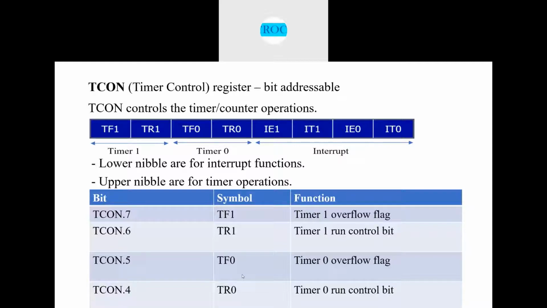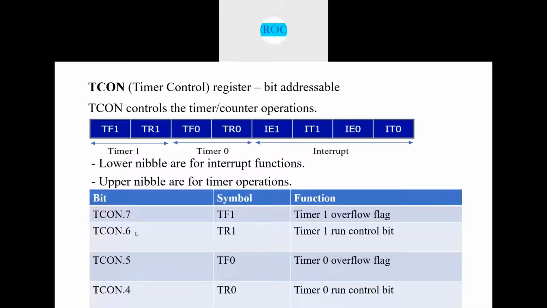Similarly, TF0 is the timer 0 overflow flag. Whenever timer 0 overflows, whenever it reaches its maximum count value, it has to reset to 0 0. Before resetting to 0 0, it will set the flag here. Timer 0 will set this flag TF0, and timer 1 will set the TF1 flag, right?